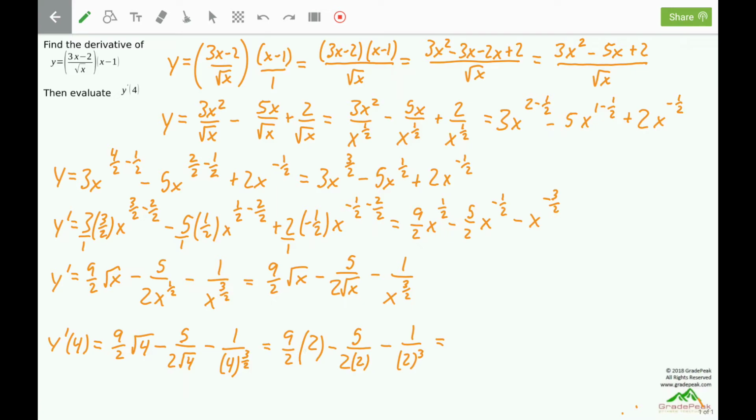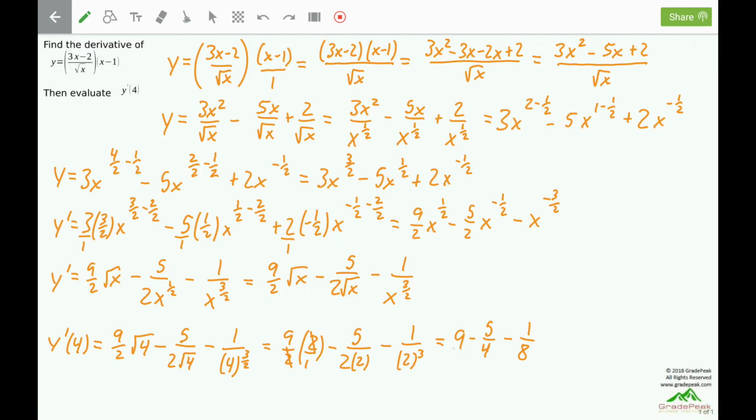Now that first fraction, we can write that as 2 over 1 if we'd like, and the 2's can cancel since they're multiplying, and therefore we get a 9 over 1, or just a 9. The second fraction will be negative 5 over 2 times 2, which is 4, and then the third fraction is going to be negative 1 over 2 cubed, or negative 1 over 8. We're going to want to combine all these together with a common denominator. That's going to be our next step. Let's get a common denominator with each of them.